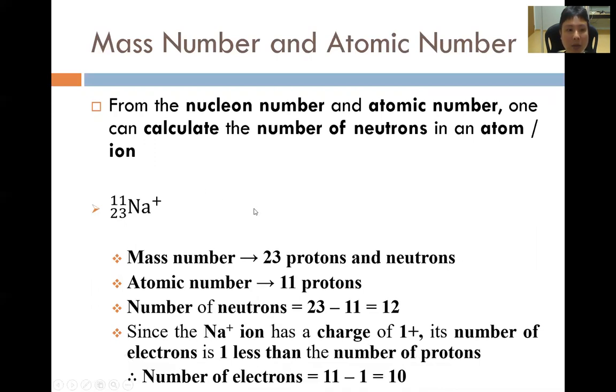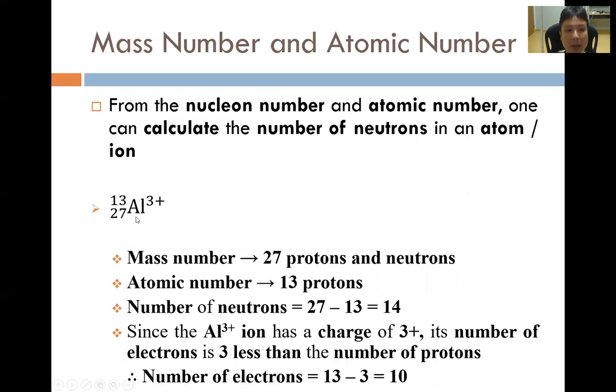Looking at another example, this symbol for the Na+ ion, the number of protons is 11, given by the proton number, while the number of neutrons is again the nucleon number minus the number of protons, which is 23 minus 11, giving 12. And since in this case, the Na+ ion has one less electron as compared to the number of protons, and we know that the number of protons is 11, the number of electrons will be 11 minus 1, which is exactly equal to 10.